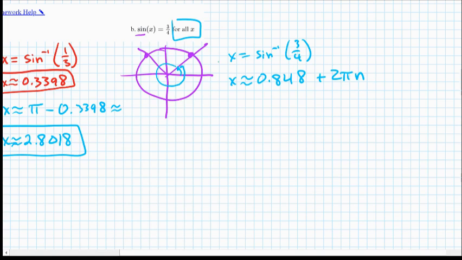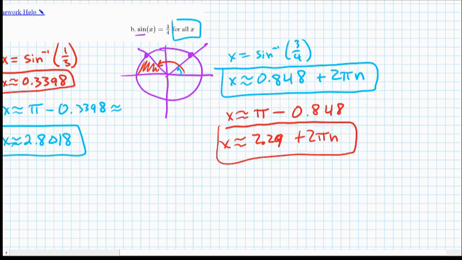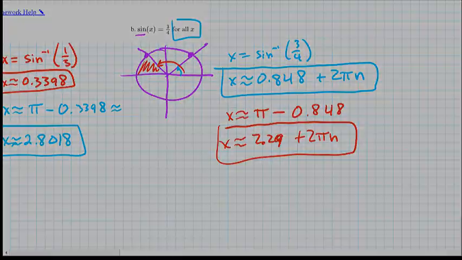So there's the first part of my answer, but remember, I have to deal with this second spot here, this larger angle. And to do that, I'm going to subtract from pi, right? Because that's the whole half circle, and I'm going to subtract that little part that I know. So this one here is pi minus 0.848, which is about 2.29-ish. And then I'm going to add 2 pi n because I can go around the circle as many times as I want.